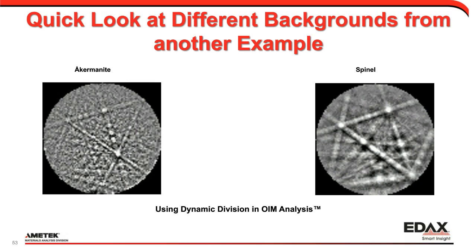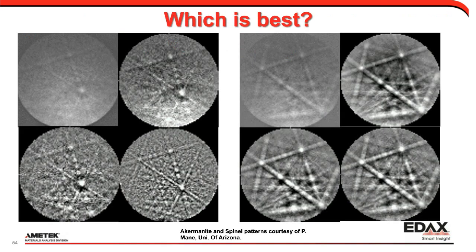Now if I use a dynamic division on the anorthite, I can really see a lot of the lower order lines, and I'm starting to get much better contrast than the other ones. And let's just go ahead and look at all these together. Here we can see the different patterns and how they look next to each other.